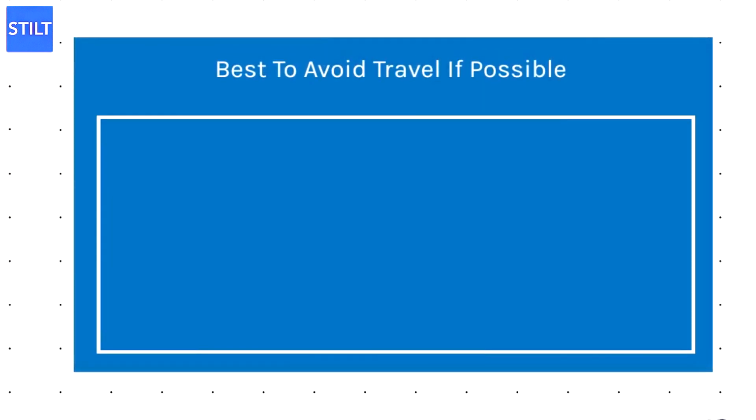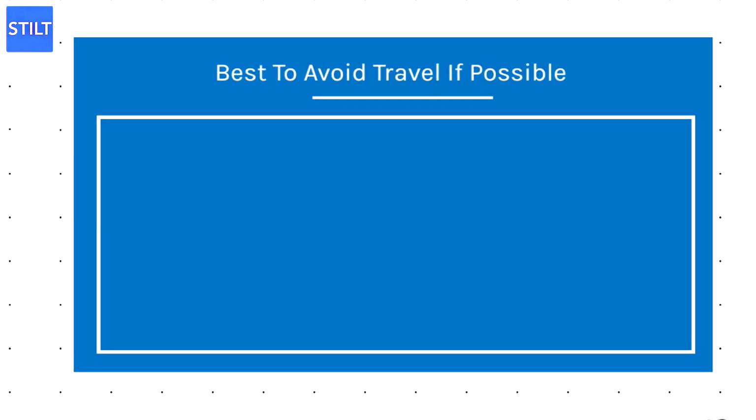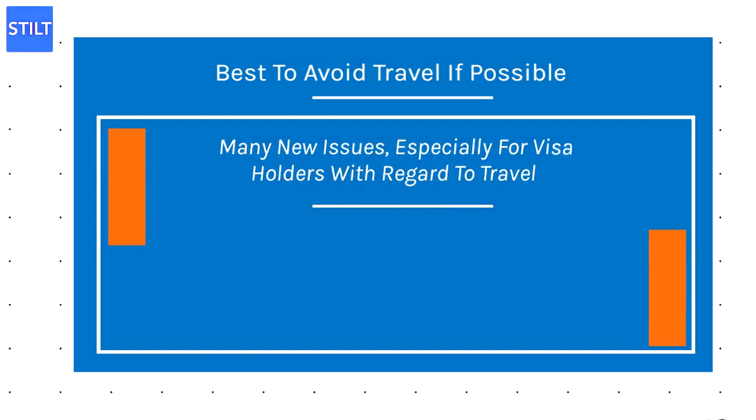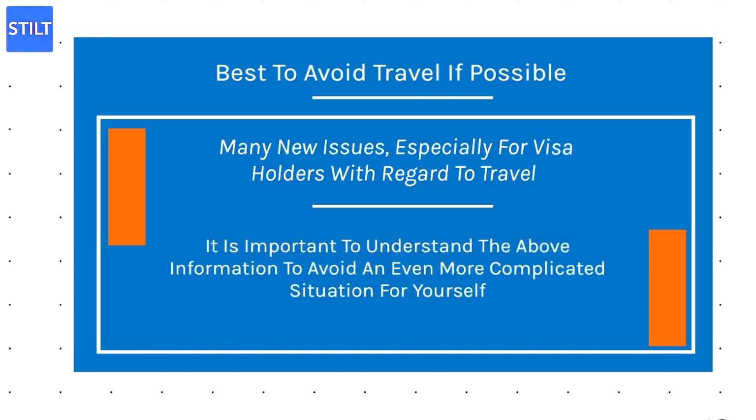As has been mentioned several times above, it is best to avoid travel if possible. The coronavirus situation is creating many new issues, especially for visa holders with regard to travel. If travel is still possible with your destination country and the plans cannot be changed, it is important to understand the above information to avoid an even more complicated situation for yourself.